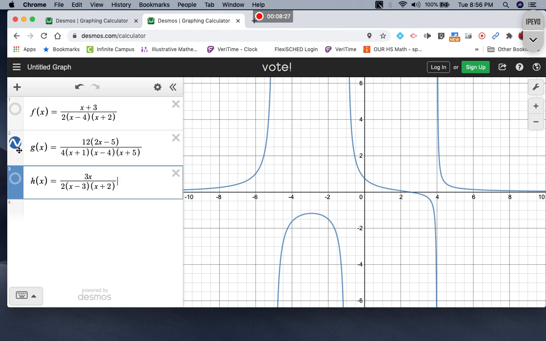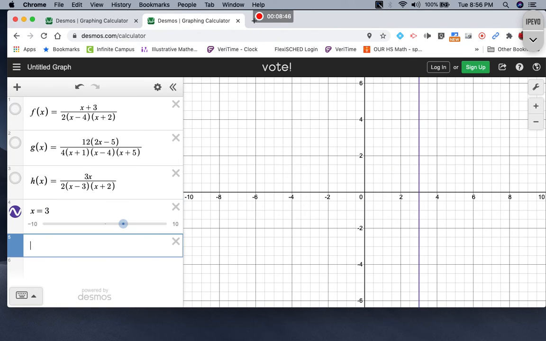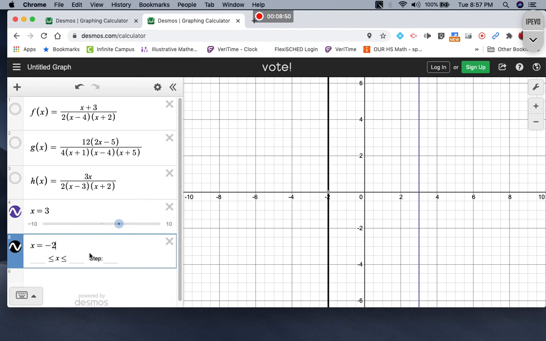So take a second to think about this last one: 3x over 2 times x minus 3, x plus 2. Where do you think those glitches are going to be? We use the same idea. Where does x equal 0? x equals 3. x equals negative 2. Those are the points where this denominator equals 0.